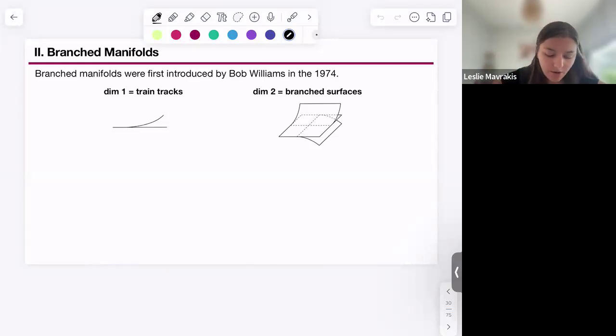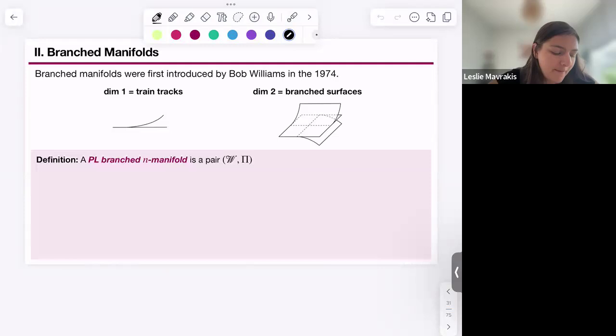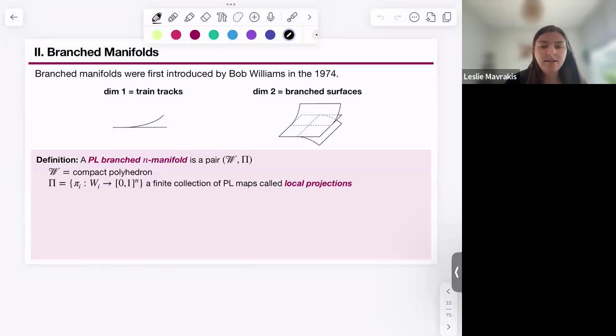So what's our definition? We say that a PL branched manifold is a pair, W and pi, where W is a compact polyhedron and pi is a collection of maps, which we call local projections. These maps go from subpolyhedra of our W to the unit cube, and they have some properties.